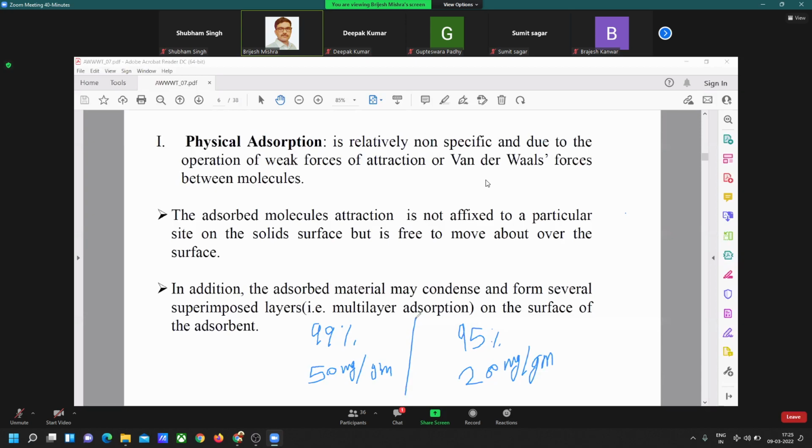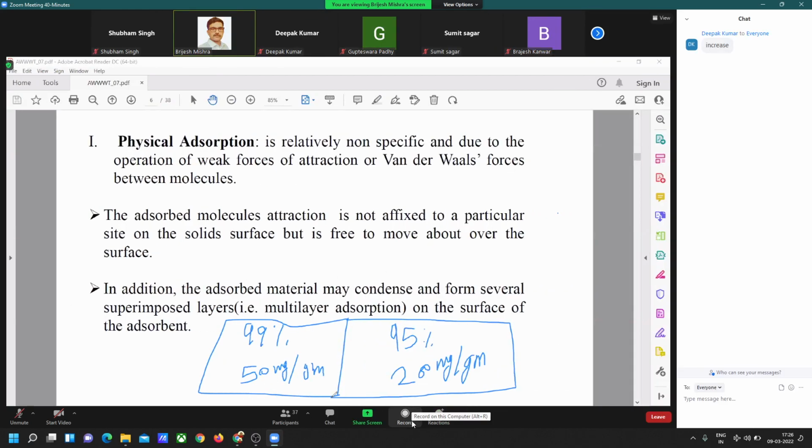And commercially, which one is going to be good? Commercially, which is going to be good? Tell me. Commercially which is going to be good? Case 1 or case 2? B. Amit Kumar Arya, good.